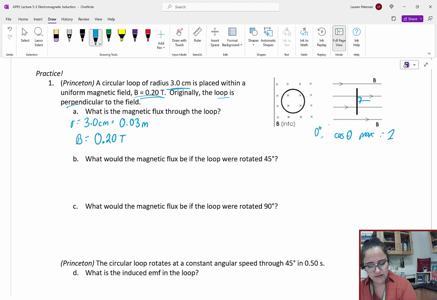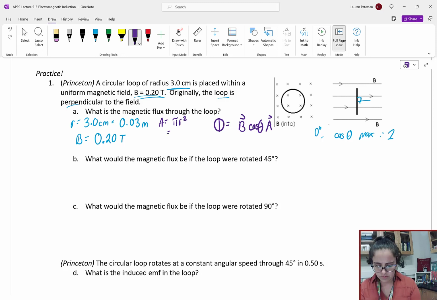So let's go ahead and calculate the area of our coil because we're going to need that. The equation for the magnetic flux is magnetic field times cosine of theta times A. So I know I need my area. It's a circle, so the area of a circle is pi r squared. So we got 0.03 squared times pi, which gives me 0.0028.